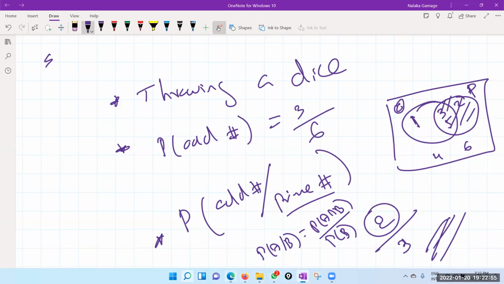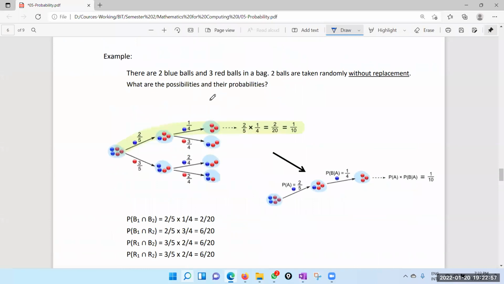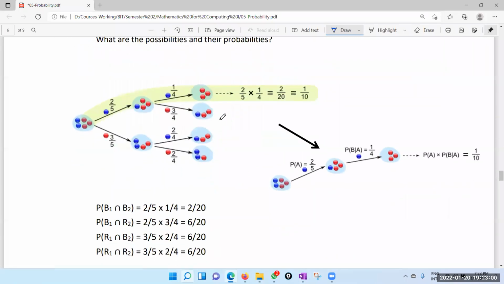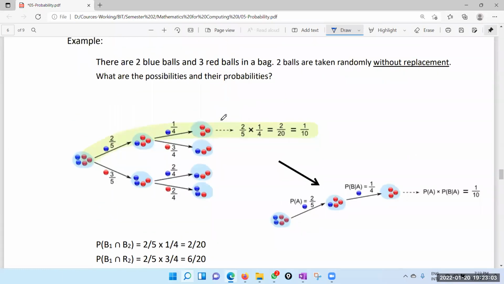Now let's do this example question. There are 2 blue balls and 3 red balls in a bag. Two balls are taken randomly without replacement. That means the second take depends on the outcome of the first one. What are the possibilities and their probabilities? Now we have the first take and the second take. This is the first take.